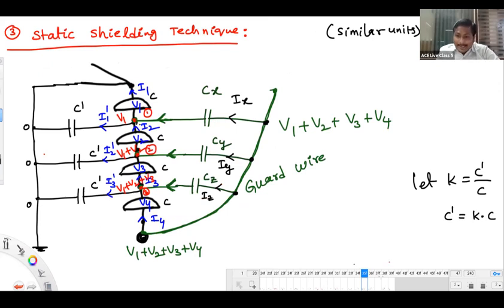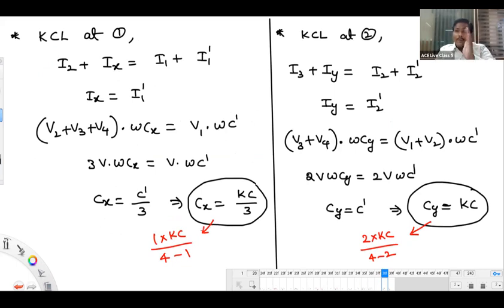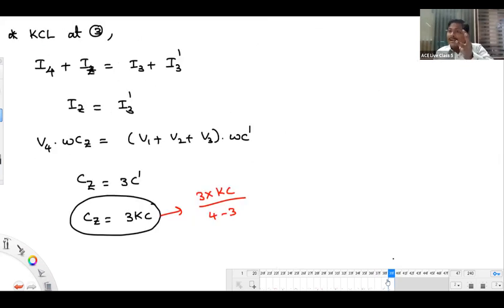Okay, so I can say from the first metal link to the guard wire, 1 into Kc by 4 minus 2. Second metal link to guard wire, 2 into Kc by 4 minus 2. Third metal link to guard wire, 3 into Kc by 4 minus 3. Following all of you, simply that metal link number into Kc by number of units minus metal link number. Like that we have to take this. Yeah, so let me write it now.